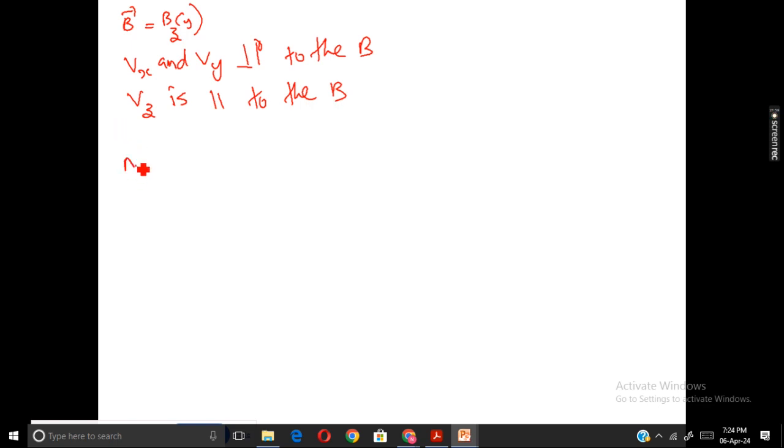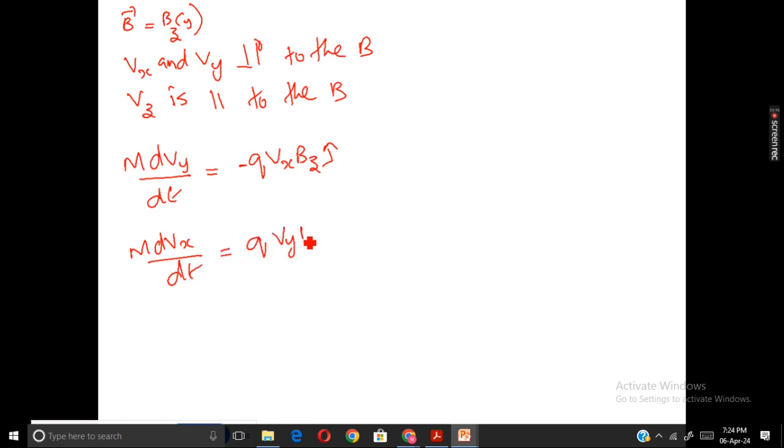So the equations were: Fy, or m dvy by dt, was found to be minus q Vx Bz, and m dvx by dt, or Fx, was found to be q Vy Bz. So these are the two equations. Earlier, in case of a homogeneous magnetic field, we solved these equations and got the solutions, and we found that the particle is executing a circular motion in a magnetic field.